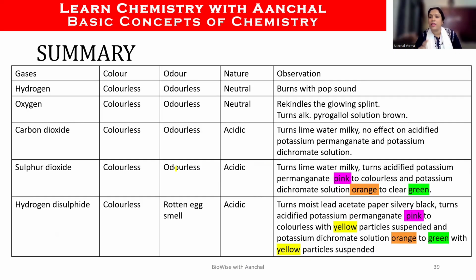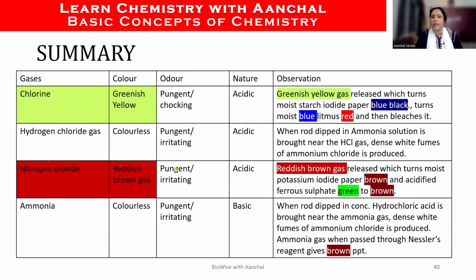Hydrogen sulfide, H2S, is a colorless gas with a rotten egg smell. It is acidic and it turns moist lead acetate paper silvery black, turns acidified potassium permanganate pink to colorless with yellow particles suspended in it, and potassium dichromate orange to green with yellow particles suspended in it. Chlorine gas is a greenish yellow gas with a pungent choking smell. It is acidic. The greenish yellow gas released turns moist starch iodide paper blue-black, turns moist blue litmus red and then bleaches it.